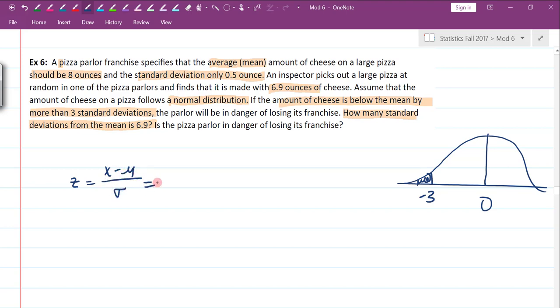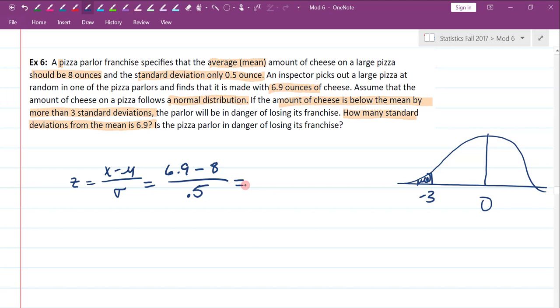So what is my x? My x is going to be 6.9 ounces. That's how much cheese my random pizza had on it. So it's 6.9 minus, what should it have? 8. And it should only have a standard deviation of 0.5.